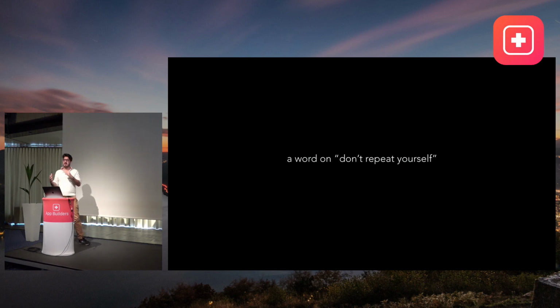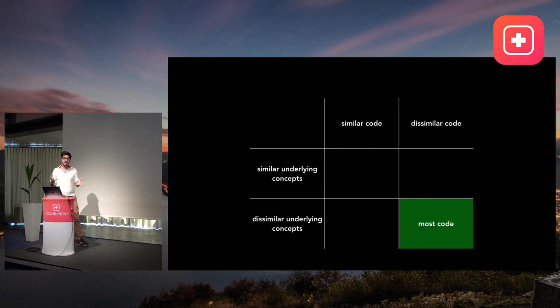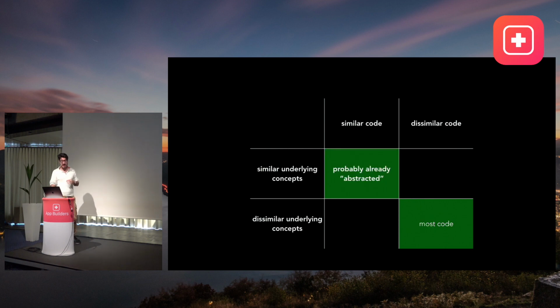Don't repeat yourself is kind of a good first approximation, but as you develop more in your programming career, you need things that are more subtle and more refined. And so I think it's worthwhile to look at this sort of chart. If we have similar code and dissimilar code, and we want to look at how that's the same and different from similar underlying concepts and dissimilar underlying concepts, right? So if the code doesn't look the same and the concepts are not the same, that's actually very easy. That's most code. You don't need to worry about it. If the code looks the same and the underlying concepts are the same, then somebody's already probably abstracted that because the code looks the same.